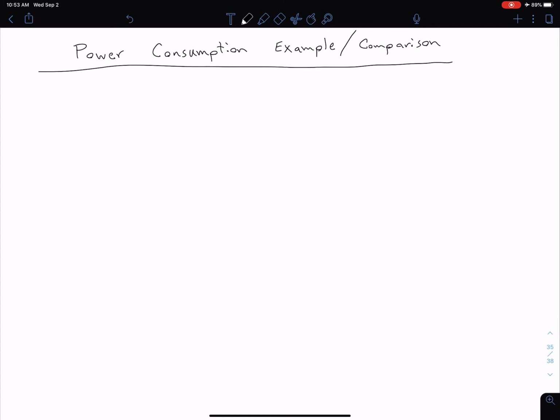Now that we've introduced the basics of our switching power supply and its power consumption, let's look at a quick example to compare the power consumption of a linear voltage regulator and a switching power supply. So for this example, we want to take a VRAW of 10 volts.